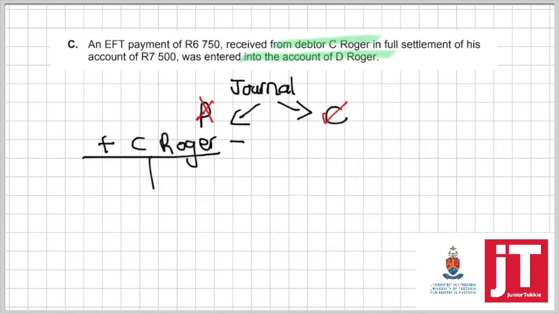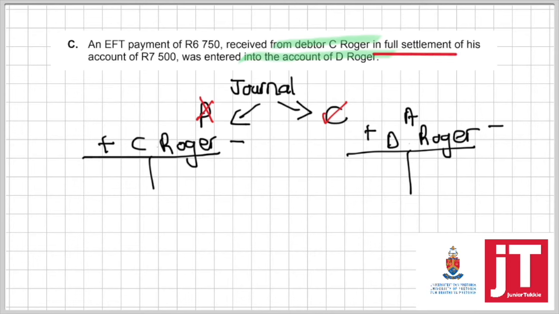So we need to open Roger, C. Roger, and we need to open D. Roger. So again, it was entered into the account of D. Roger. So we made the mistake in his account. Full settlement means paid in full. So there's no outstanding balance. He paid the full amount.